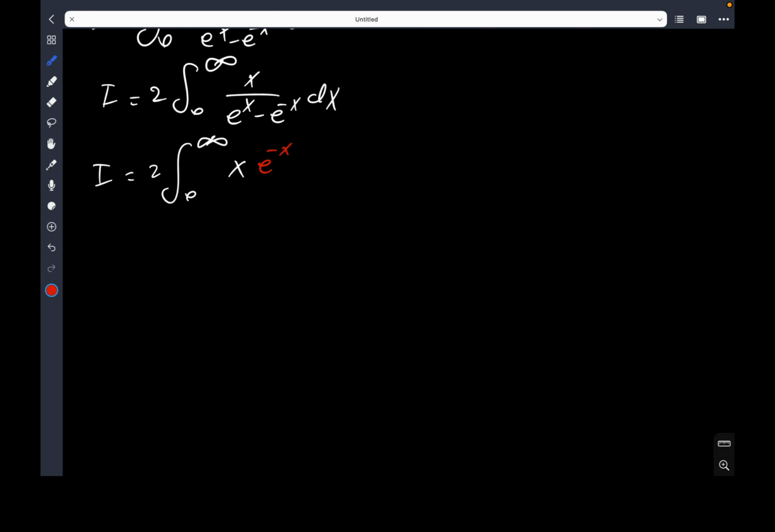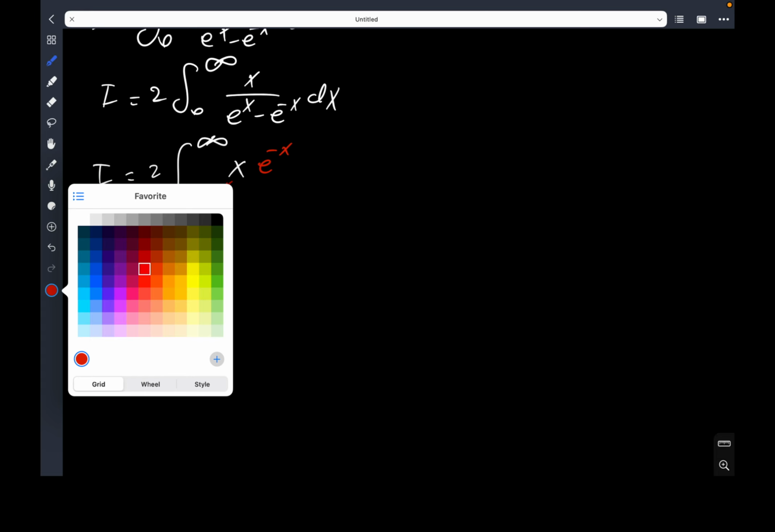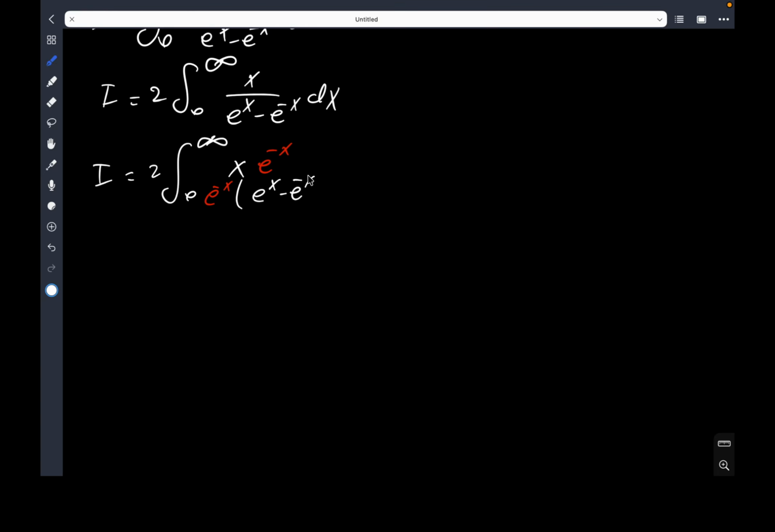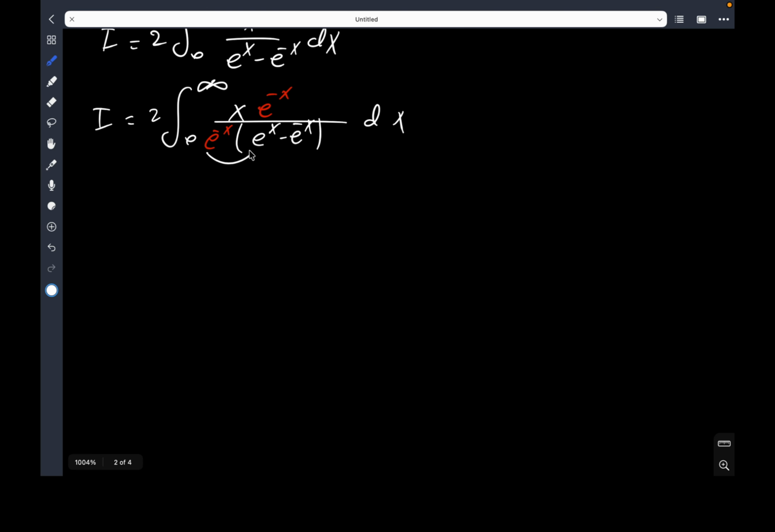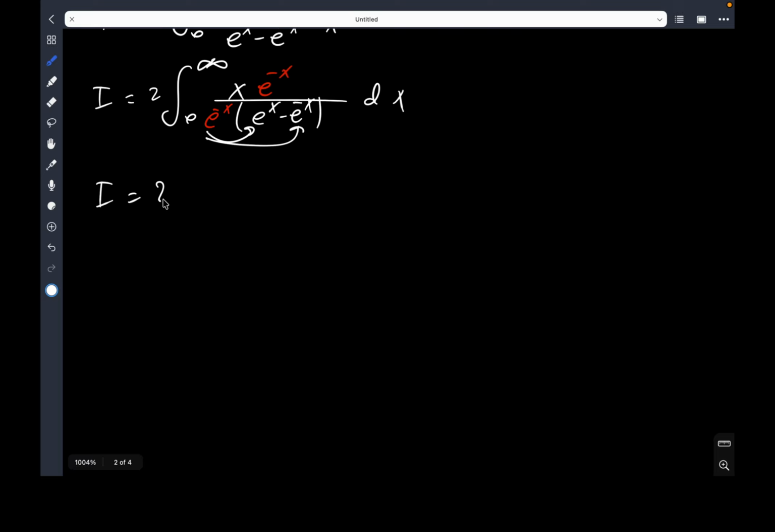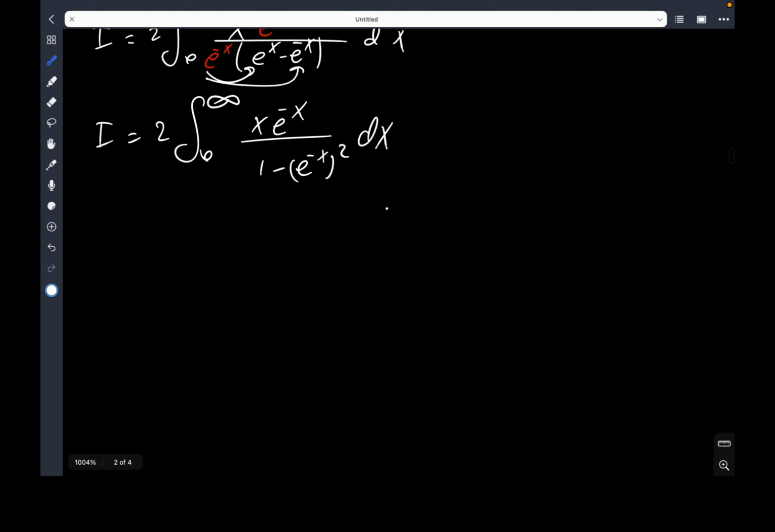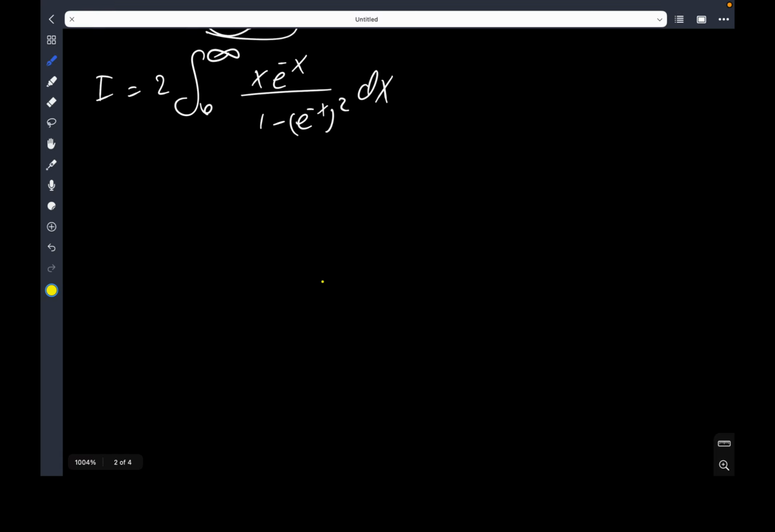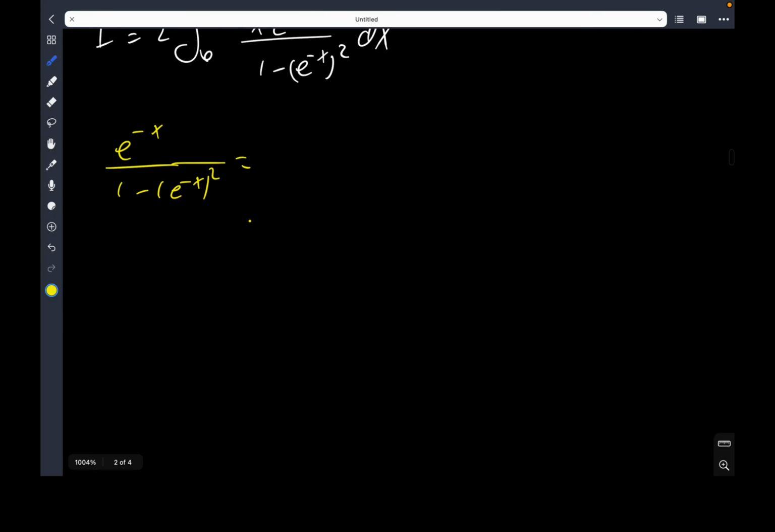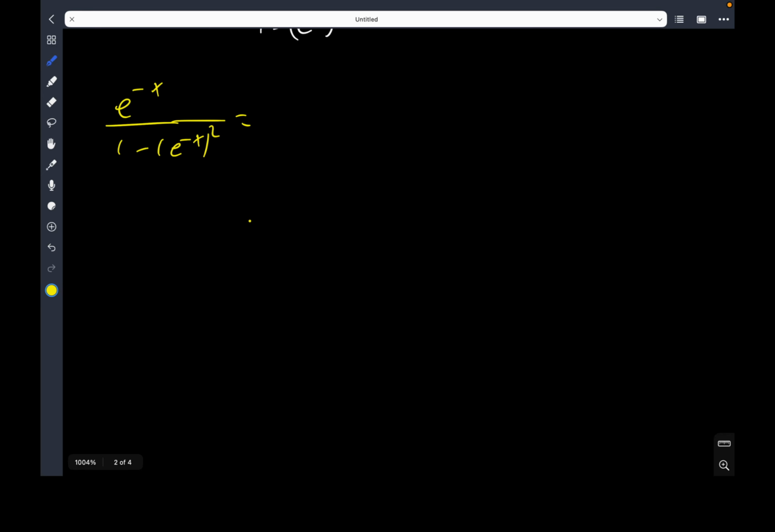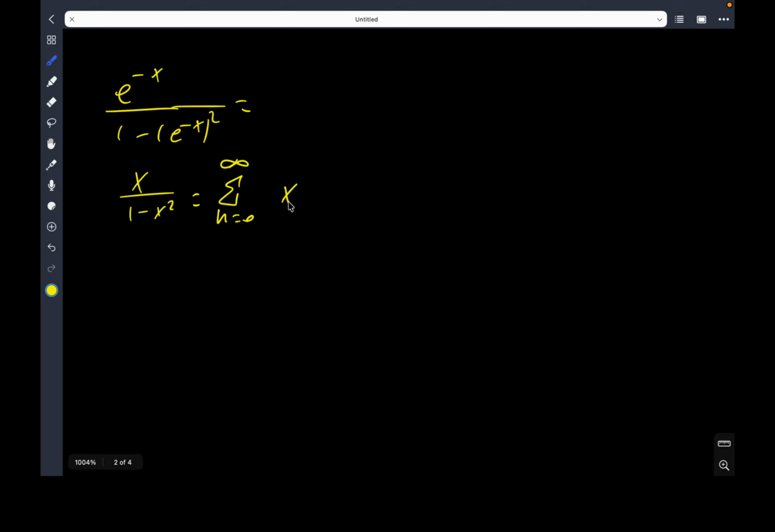So this is going to get multiplied here, and I'm going to have the integral from 0 to infinity of x e to the negative x over 1 minus e to the negative x squared dx. Now I'm going to take this e to the negative x over 1 minus e to the negative x squared, and I'm looking for a series expansion. If you recall, the series for x over 1 minus x squared is the infinite sum from n equals 0 to infinity of x to the 2n plus 1.